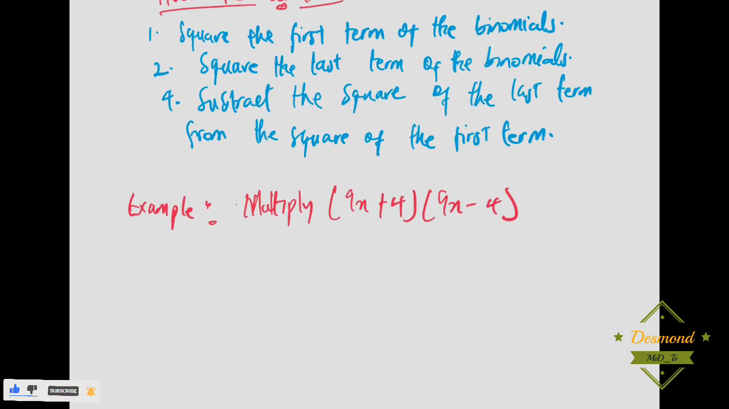Let's take an example here. Let's say we have 9x plus 4 multiplying 9x minus 4. How do we do this? As we said, we need to square the first term. What is the first term here? 9x, right? So let's square the 9x. 9x squared, and when we square this, we should get 81x squared. That's the first term. Now, the second thing we need to do is to square the last term. What is our last term here? That is 4, so 4 squared, which is 16.